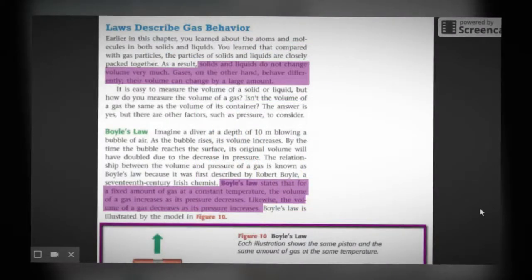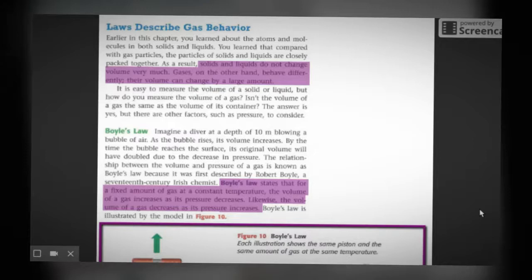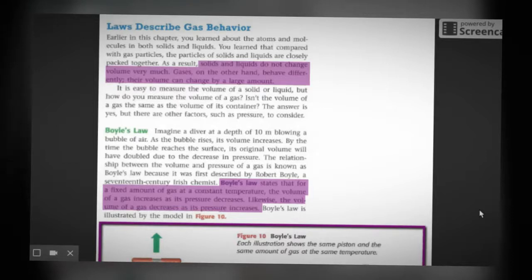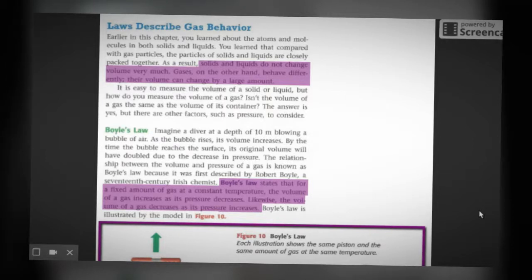Laws describe gas behavior. Earlier in this chapter, you learned about the atoms and molecules in both solids and liquids. You learned that compared with gas particles, the particles of solids and liquids are closely packed together. As a result, solids and liquids do not change volume very much. Gases, on the other hand, behave differently. Their volume can change by a large amount.